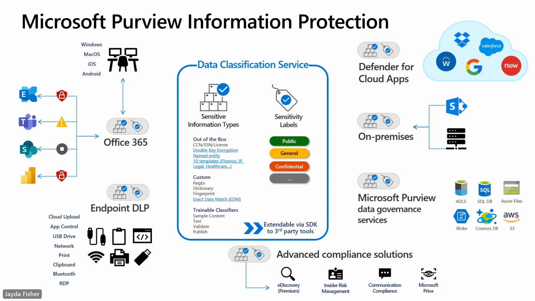through the AIP scanner. Overall, Purview is a powerful information protection solution that can help you stay on top of your data security and compliance needs by leveraging tools like the data classification in Office 365, Endpoint DLP, as well as Defender for Cloud Apps, and advanced compliance solutions. You can better protect your data and maintain the trust of your customers and partners.